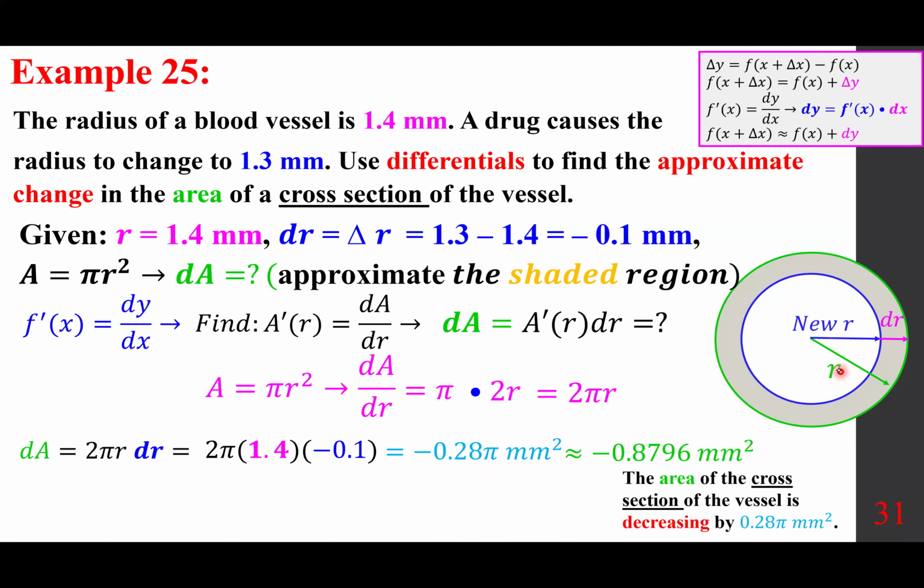What is the exact shaded region, which we call delta A? The area of the smaller one, pi r squared, pi times 1.3 squared, minus the area of the larger one, pi r squared, pi times 1.4 squared. And that, as you can see, is very close to what we have here.